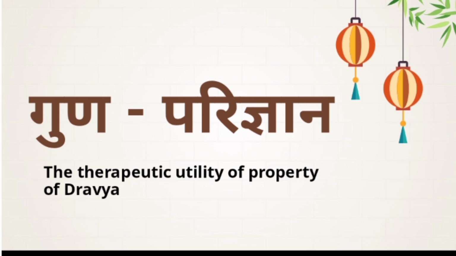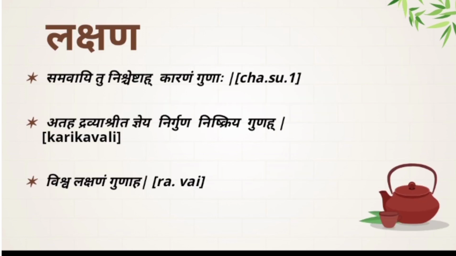So the thing through which the Loka will perceive the Dravya Gnana is nothing but the Guna. So what are the Lakshanas this Guna is possessing? Samavayi tu nishcheshtaha karanam gunaha. In Charaka Sutrasthana first chapter, he said that the guna is present in a dravya with a Samavayi sambandha, tu nishcheshtaha, which is devoid of a cheshta. It doesn't have any cheshta, and karanam gunaha, it is a reason for action.